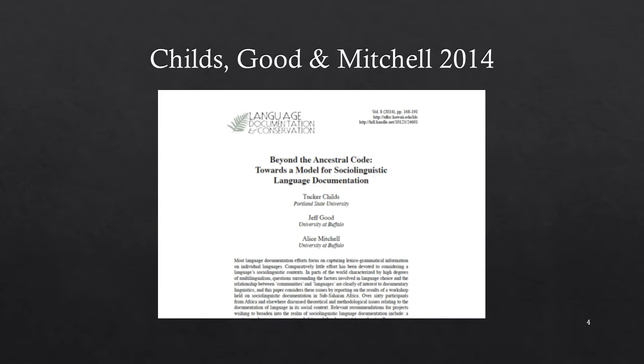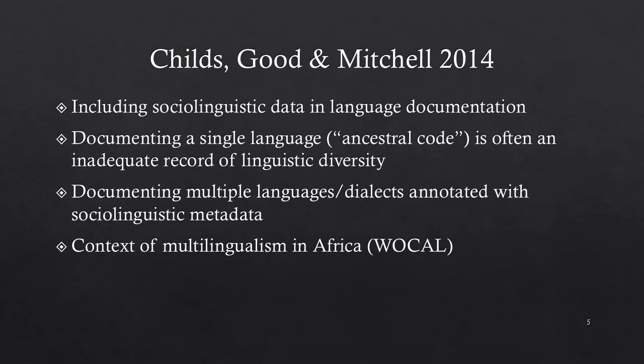This article from Childs, Good, and Mitchell is published in Language Documentation and Conservation. In this paper, the authors make a general appeal for the inclusion of more sociolinguistic data in language documentation projects. They point out that documenting a single language, or even more narrowly, documenting a single ancestral code, is often an inadequate record of linguistic diversity and fails to capture how language is actually used in a community.